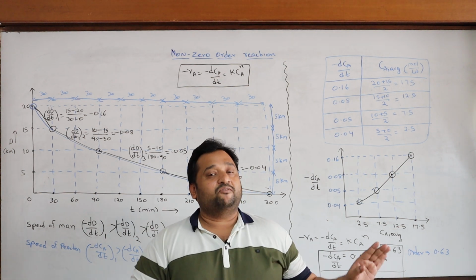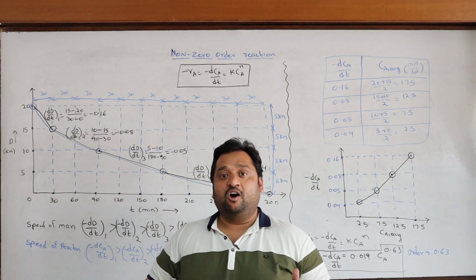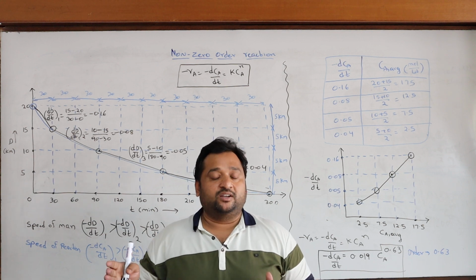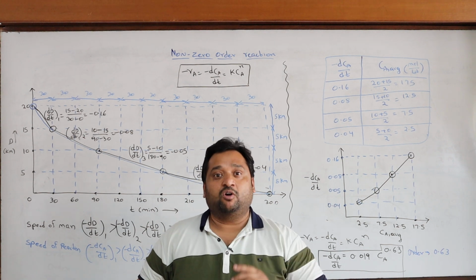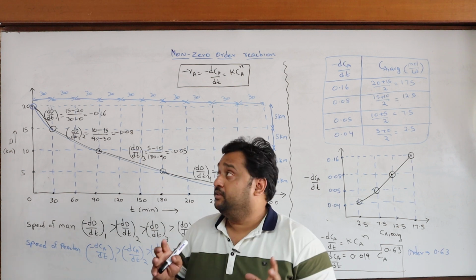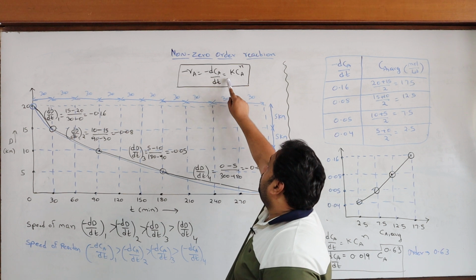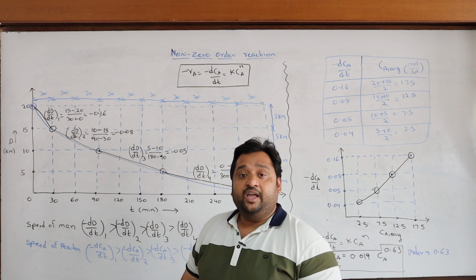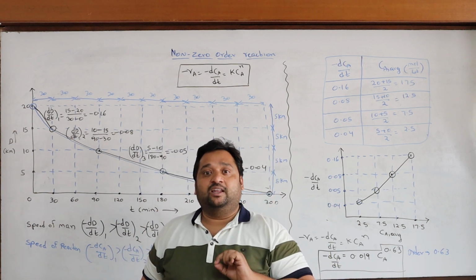In the last class, we learned how a zero order reaction behaves, how the velocity is constant irrespective of the concentration. Today we are going to learn about finding non-zero order of the reaction. If you remember, this is the equation: minus Ra is equal to minus dCA by dt is equal to K CA power n. K is the rate constant, n is the order of the reaction. In today's example, let us find out the order of this particular case.